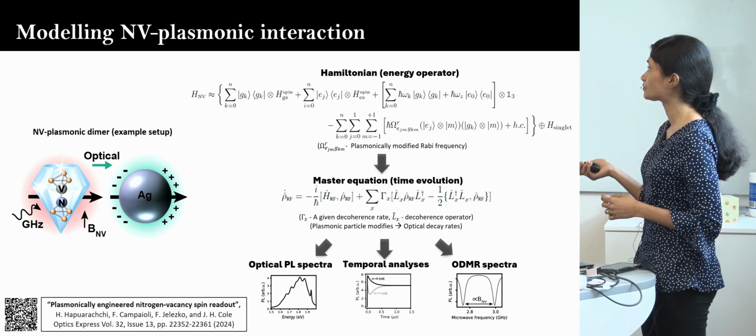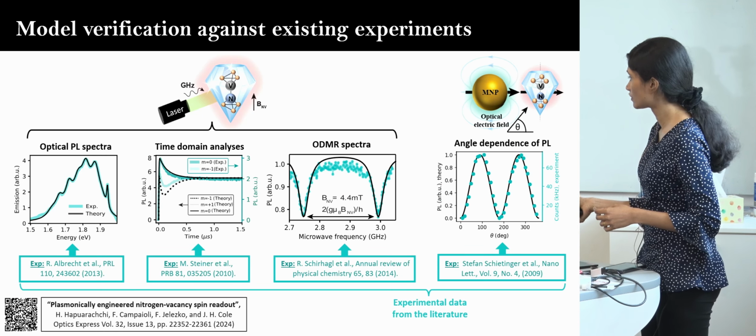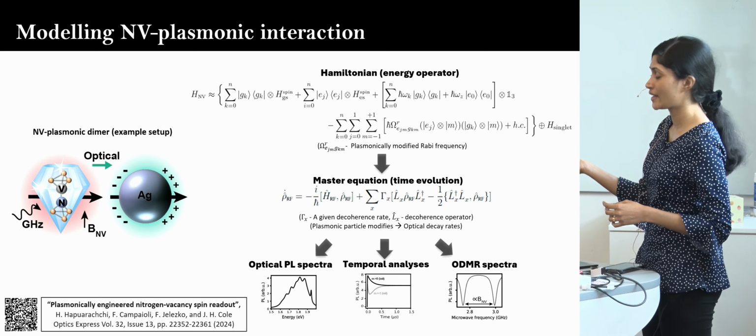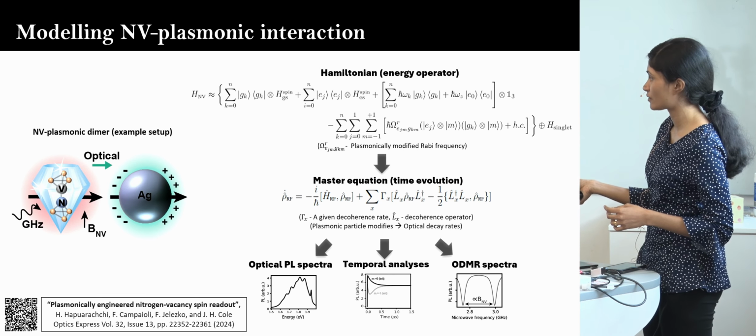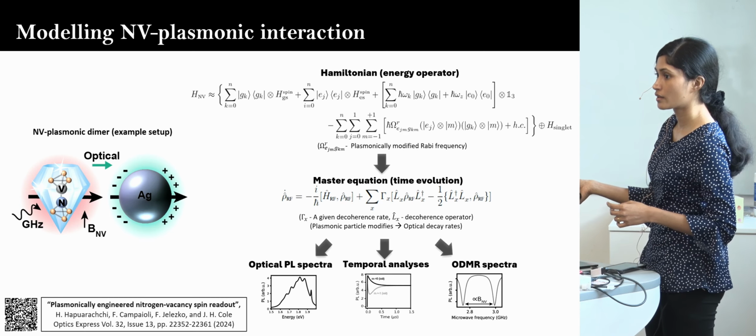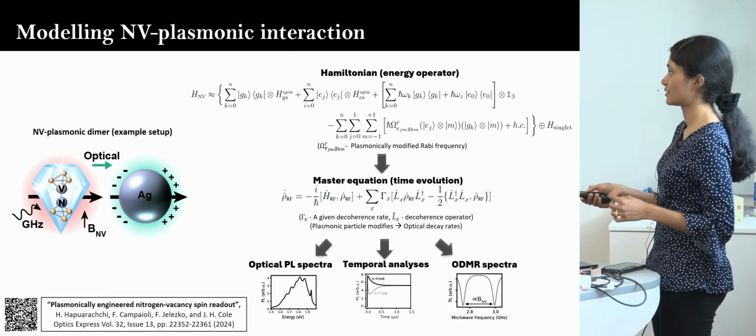So is that through changing the Hamiltonian? No, we solve the master equation and then we can find the correlation function and take the Fourier transform of that to get the photoluminescence spectra. So it's in the time series that you... Yes, yes.